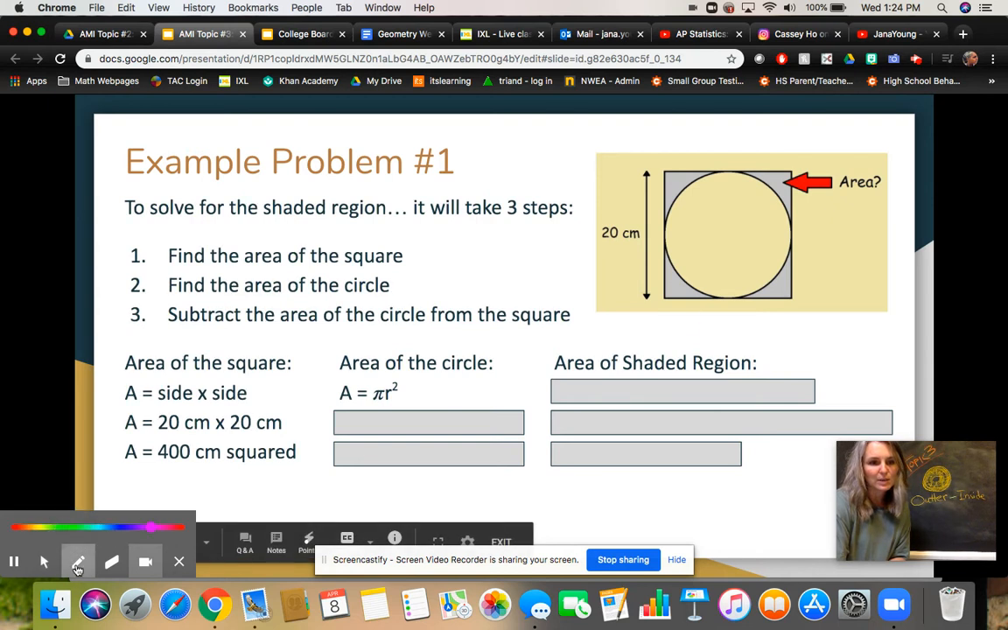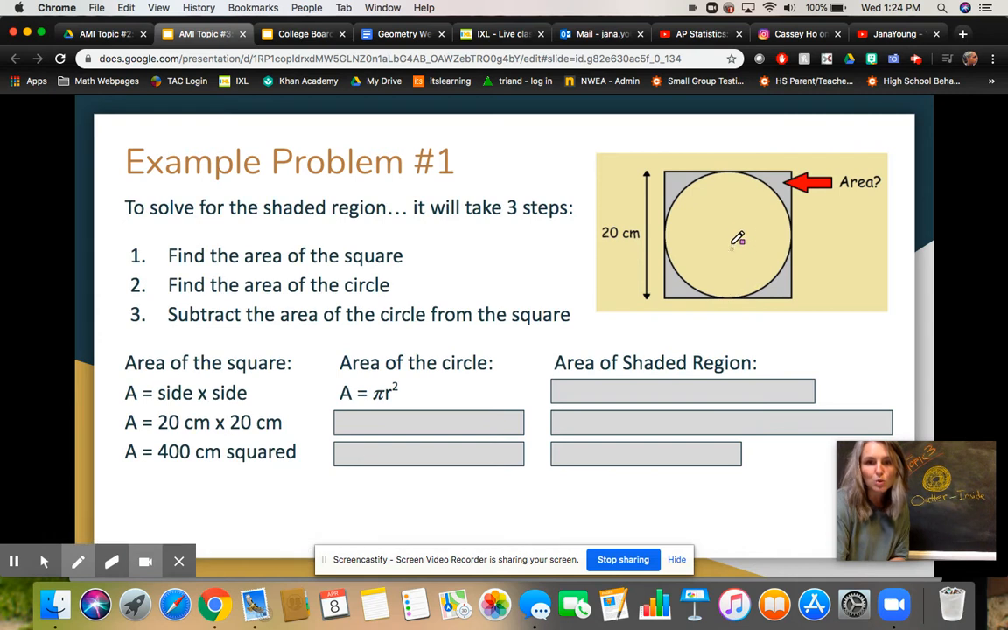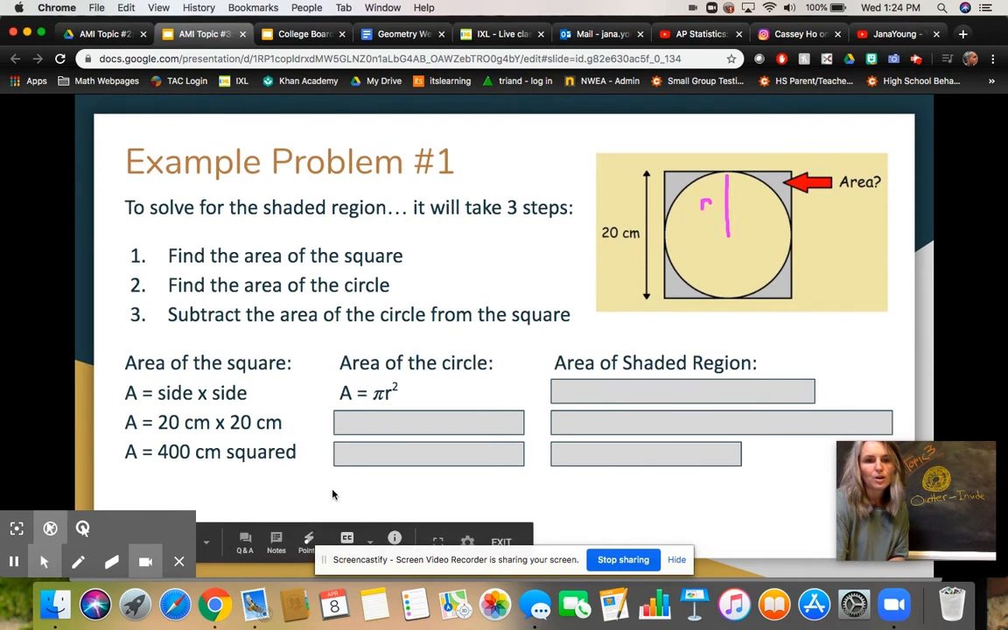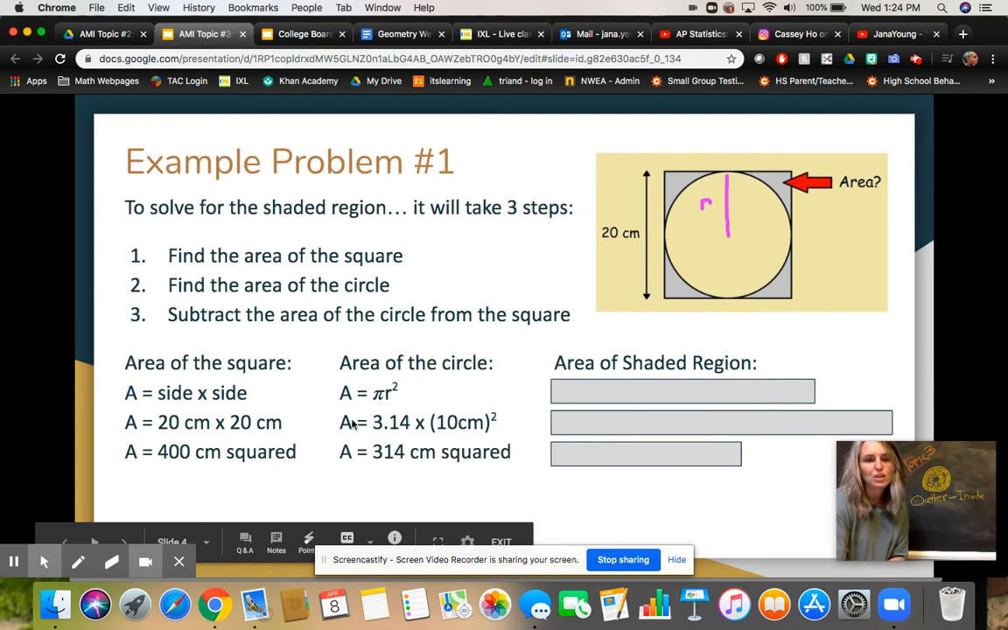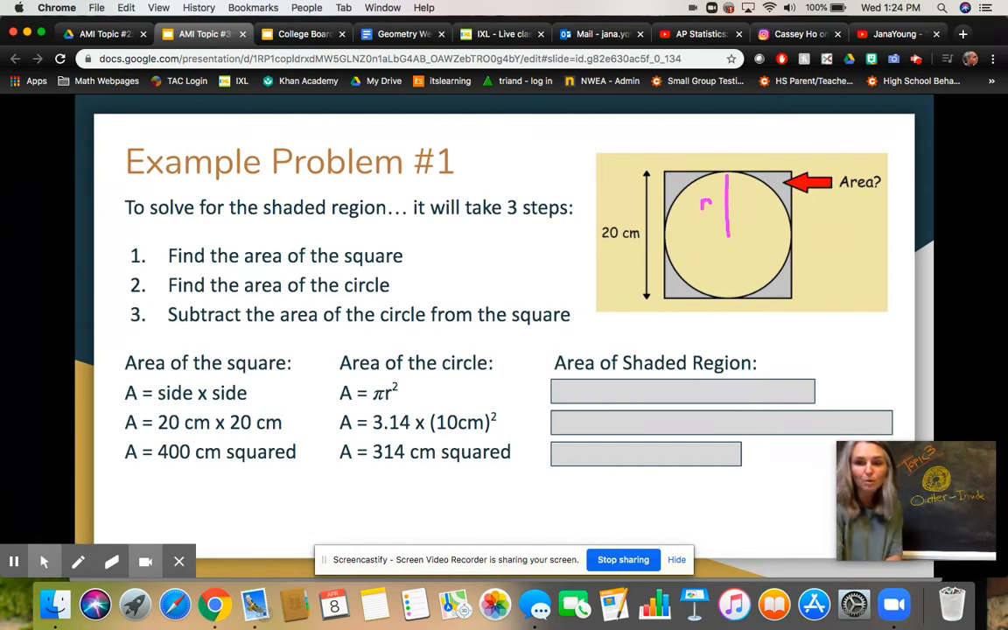And if I look at this picture here, if this whole length is 20, the radius is just going to be from the center to the edge, right? So there's my radius, which is going to be half of 20 or just 10. Okay? There we go. So pi, because maybe you're using your phone, you can do 3.14.